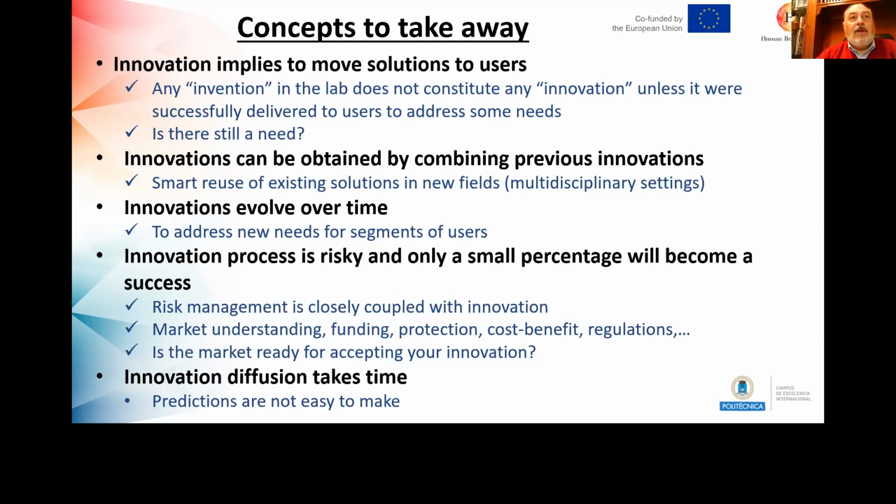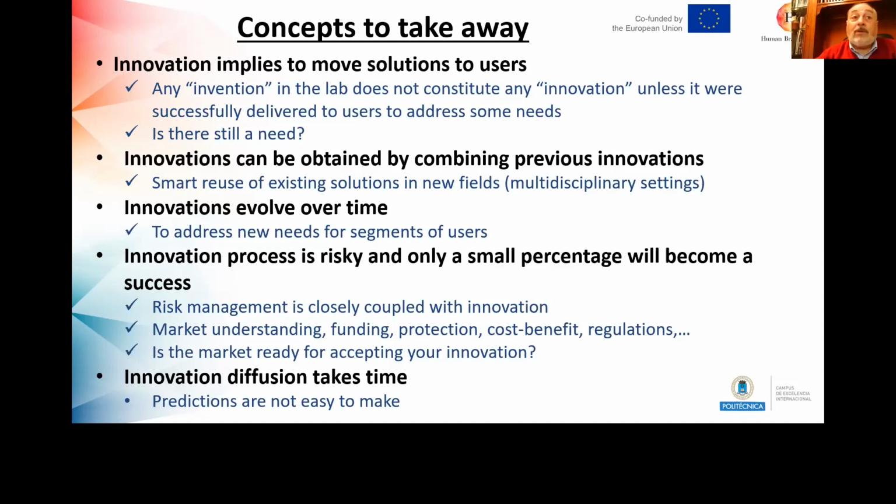Another concept, innovation can be obtained by combining previous innovations. Think of the Gutenberg press. Another thing, innovations evolve over time. When you have something in the market, it will have additional improvements and new features, and even the performance will improve. Then it's not a single product totally fixed in the market. They will evolve. Innovation process is risky, and only some of them will become a success.